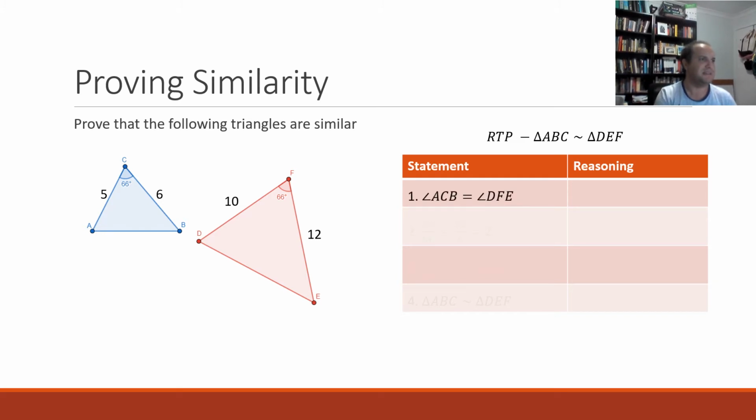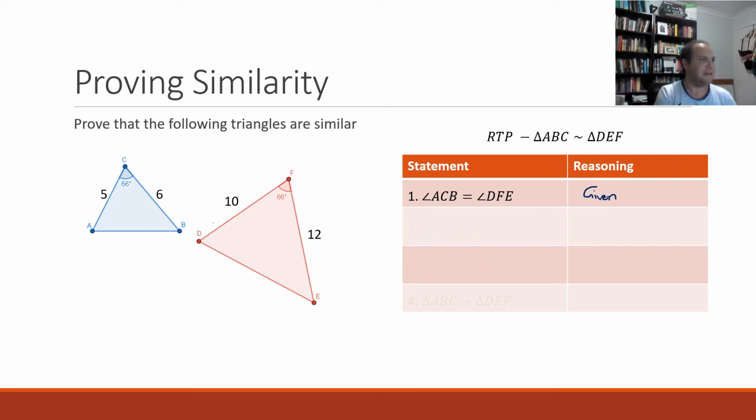So the first thing we can say is that our angles are equal. Angle ACB is equal to angle DFE. And how do we know? Well, we were given that information. So we can say we were given that angle. And there's our first line done.